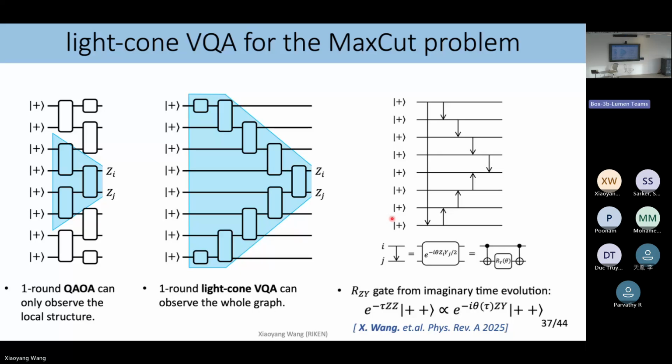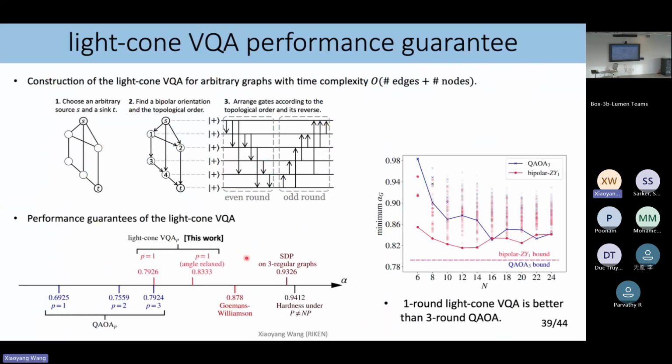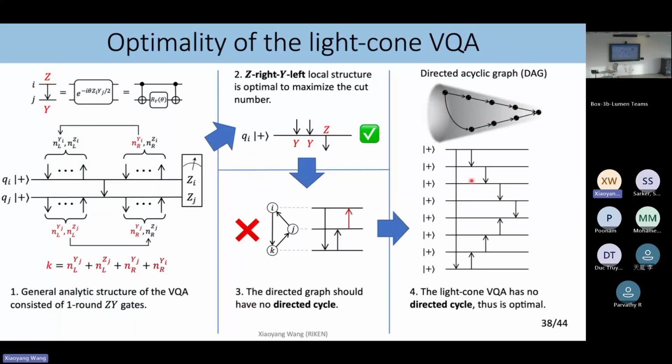You showed that the light cone VQA has better accuracy than QAOA with twice the layers or something like this, right? Yes, we can mathematically show that it has a higher performance guarantee compared with QAOA, by optimizing the gate order into a light cone. Interesting. Thank you. You're welcome.